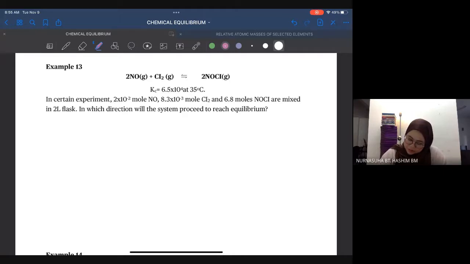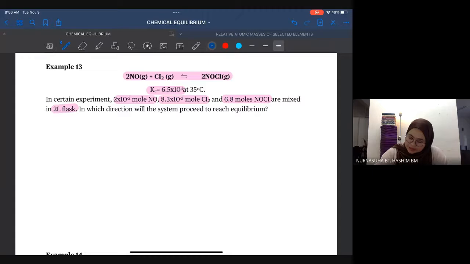Okay. The equation is given. In a certain experiment, 2.0 × 10^-2 mole of NO, 8.3 × 10^-3 mole of chlorine, and 6.8 mole of NOCl are mixed together in a 2 liter flask. In which direction will the system proceed to reach equilibrium?